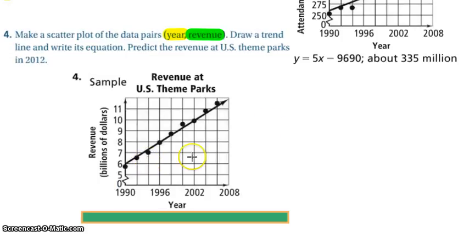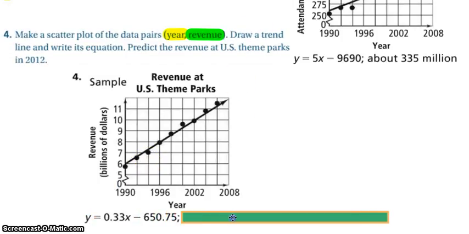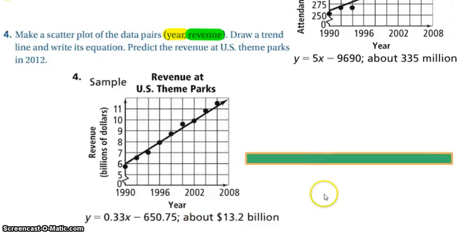So you see here we have all of our data points placed. We have our line drawn, and from that line we can say the equation is right around y equals 0.33x minus 650.75, because this is in billions. So then we can say about 13.2 billion once I plug in 2012 for the year.